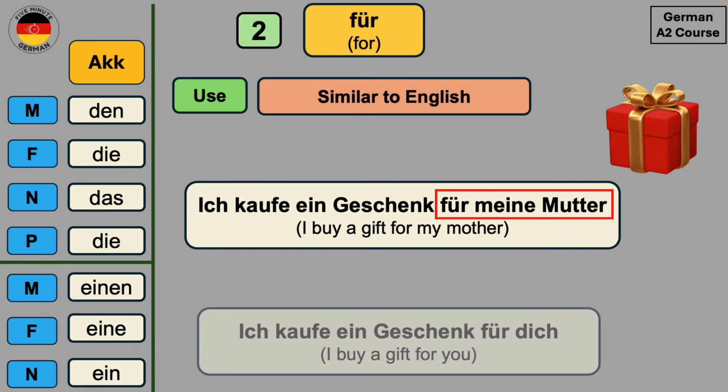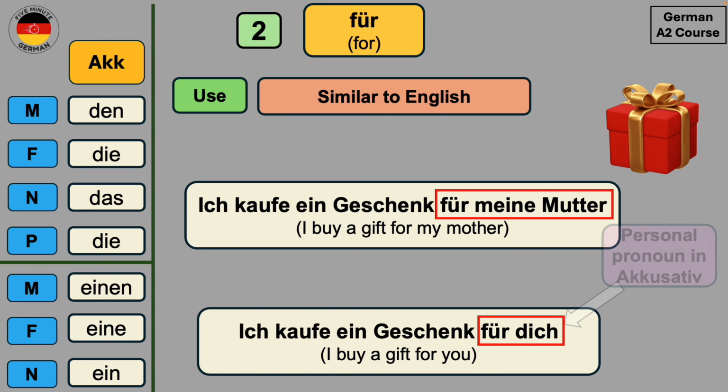Another example can be, Ich kaufe ein Geschenk für dich. I buy a gift for you. And over here you see that we have used dich with für, which is a personal pronoun in accusative. So this is something that you should keep in mind, that für is used a lot with personal pronouns. And it is important that you use the personal pronouns in accusative because these are different.